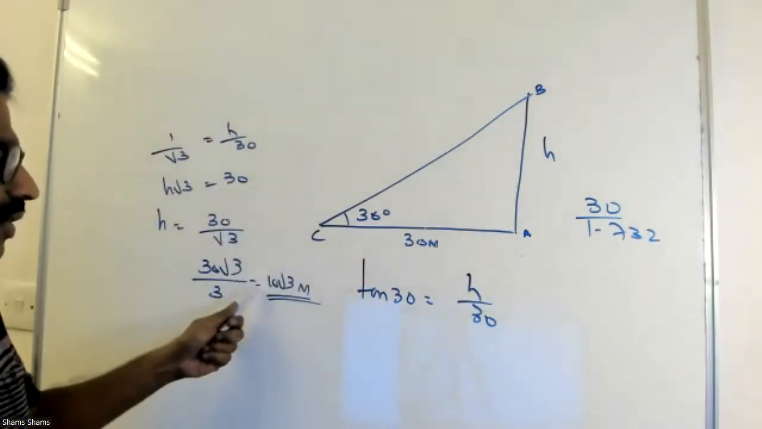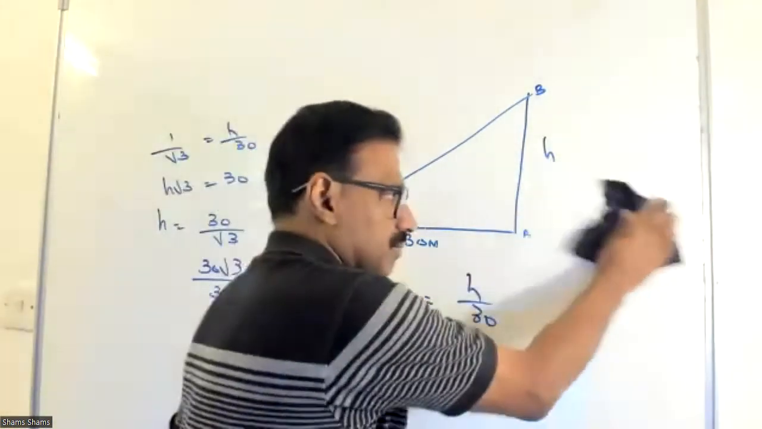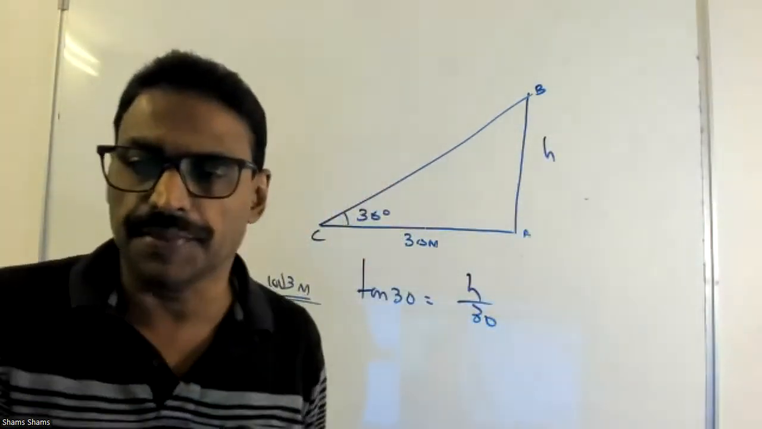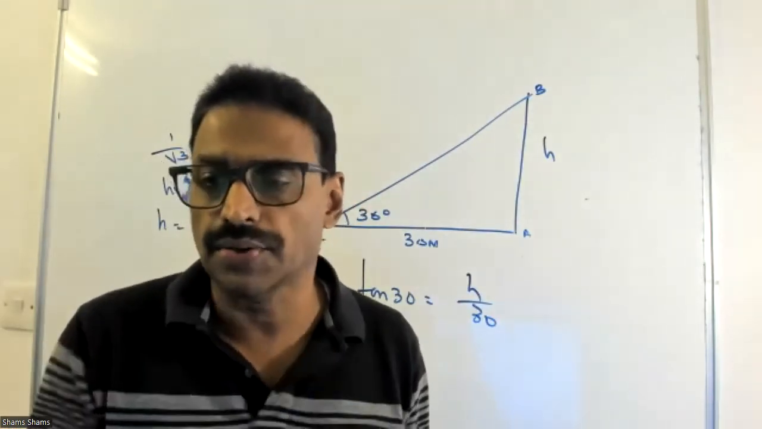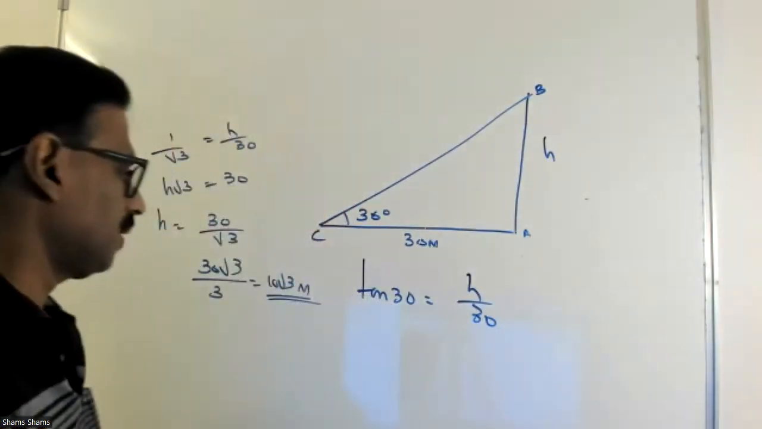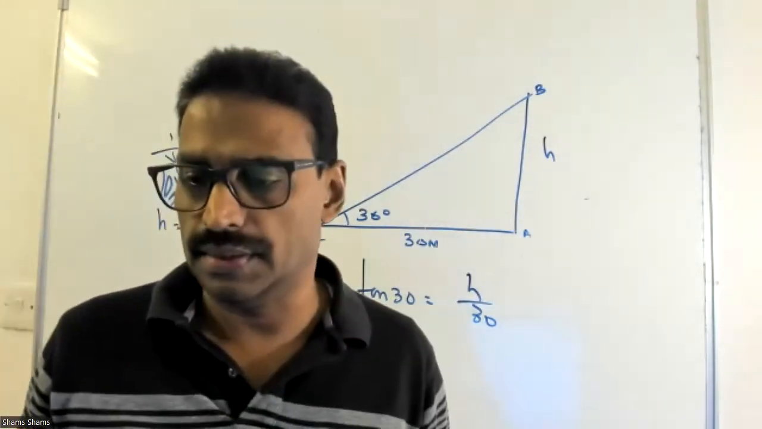So rationalizing, we got 10 root 3. Suppose root 3 value is not given in the question paper. You don't want to write it. You just keep it as 10 root 3 meter. If it is given, only then you have to apply it.